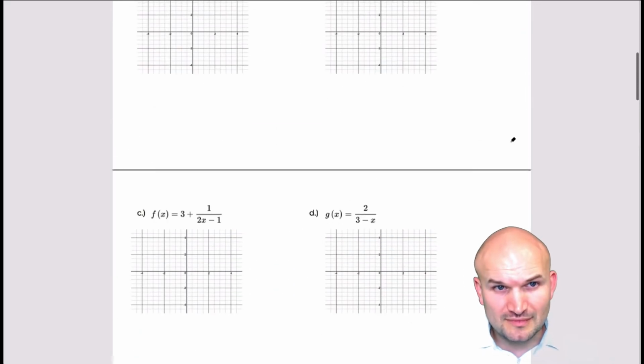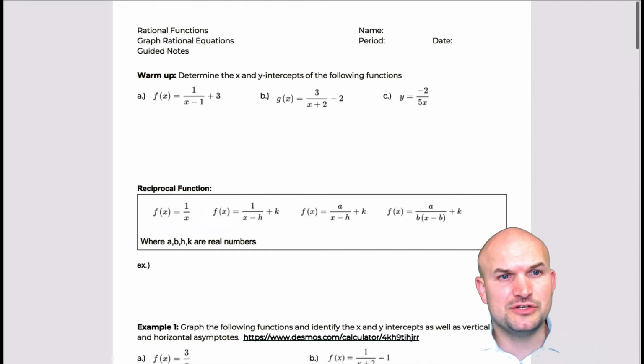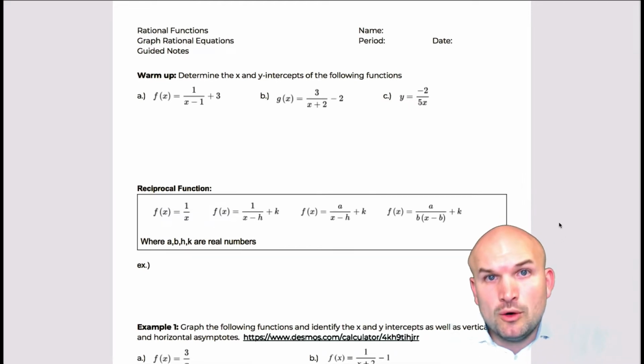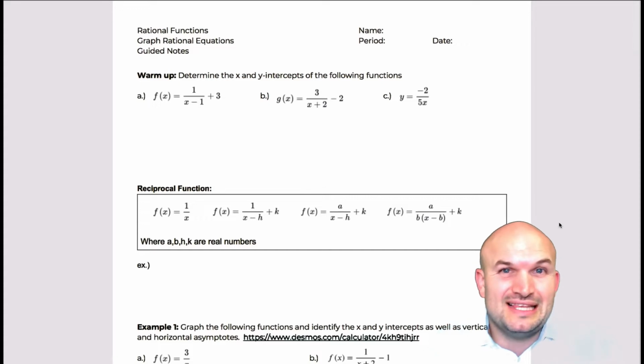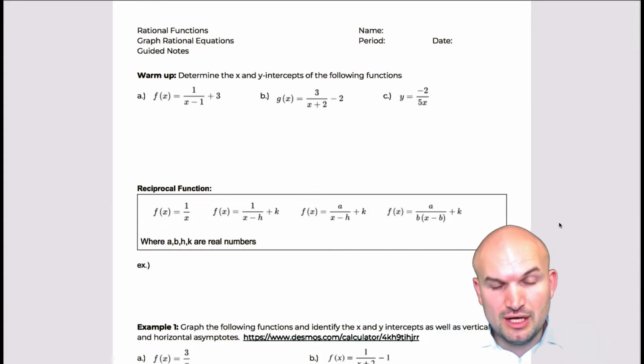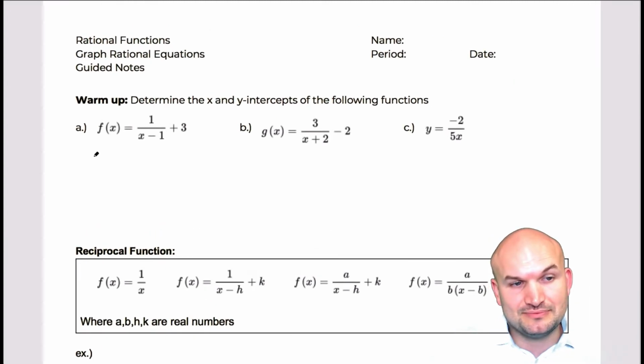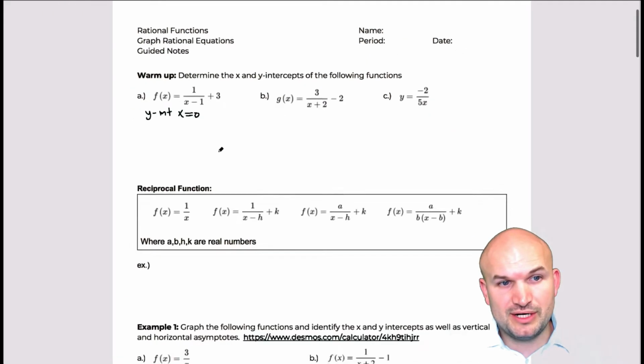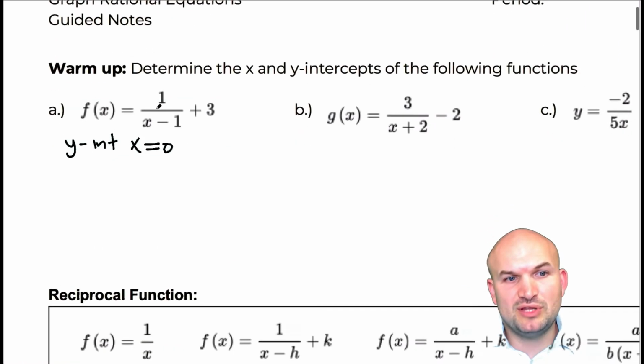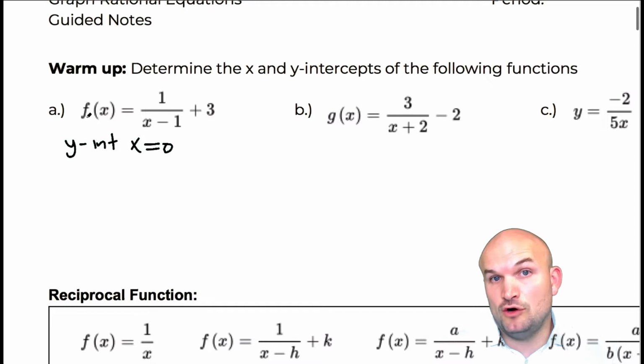So to get started, I want to go back to something we should all know before starting this, and that's how to find the X and Y intercepts. When we're trying to find the X and Y intercepts of any function, the Y intercept is when X is equal to 0. So all we're going to do is plug 0 in for X and then solve for f of X.